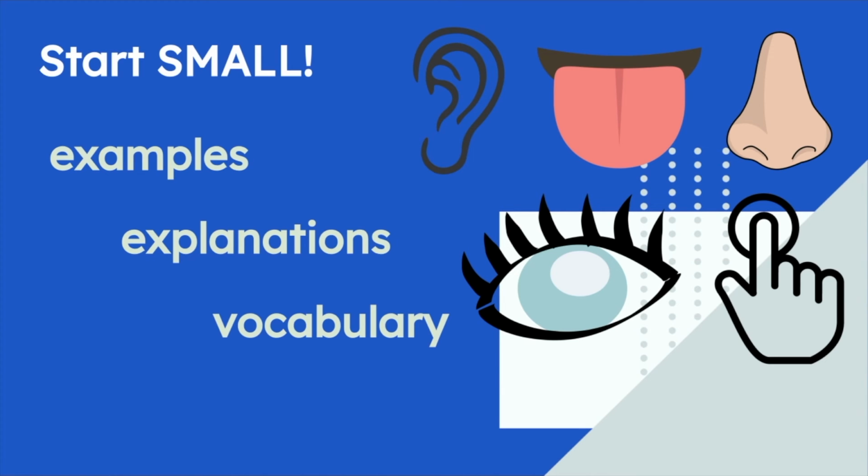When I'm coaching teachers, I always encourage them to start small. Differentiated instruction doesn't have to be creating 4 or 5 lessons and assigning them to different groups of students. You can and should start with something simple. This could be providing different examples, explanations, or vocabulary choices.